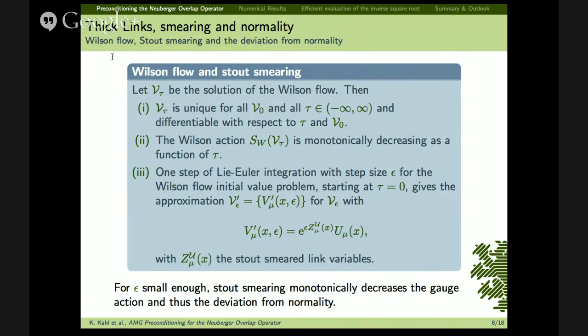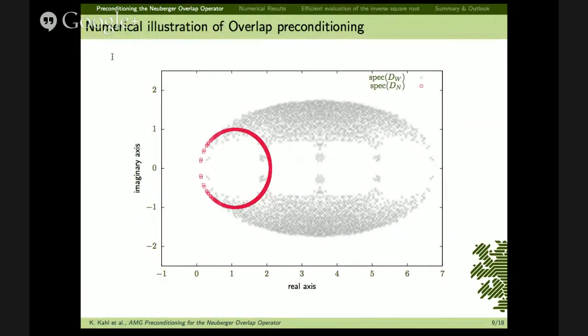Okay, so what we are now assumed to see in the numerical results I'm going to show you is that the performance of our preconditioner will be affected by smearing, for example. We should expect that the preconditioner gets better, at least if I do smearing. Okay, so now.